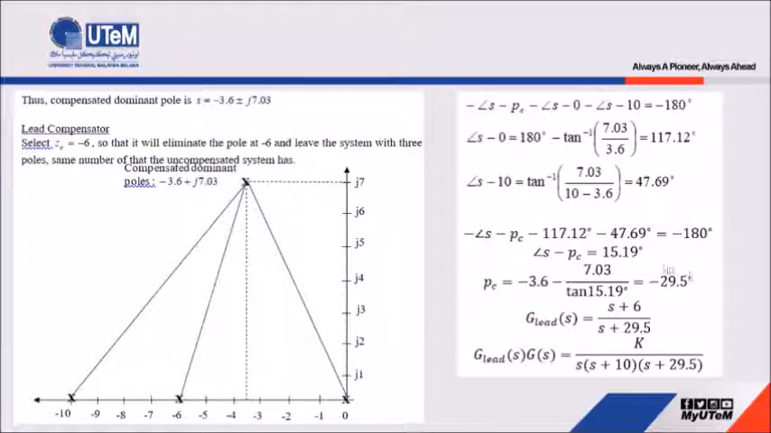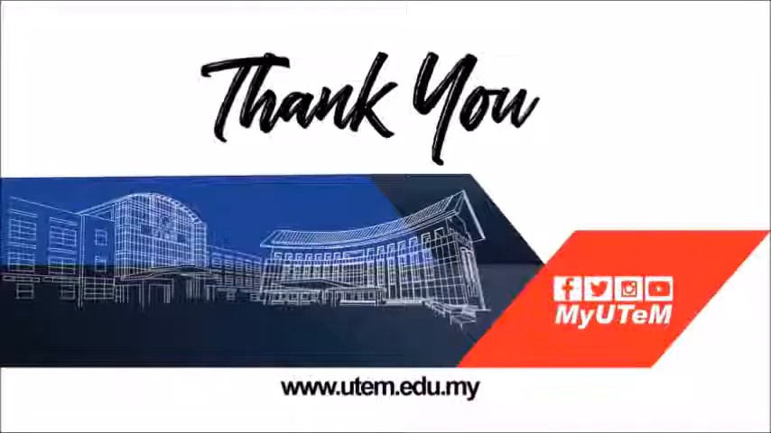So from this result, we can conclude that the transfer function for this compensator is equal to S plus 6 divided by S plus 29.5. Okay, this is the transfer function after we combine this lead compensator and the plant.